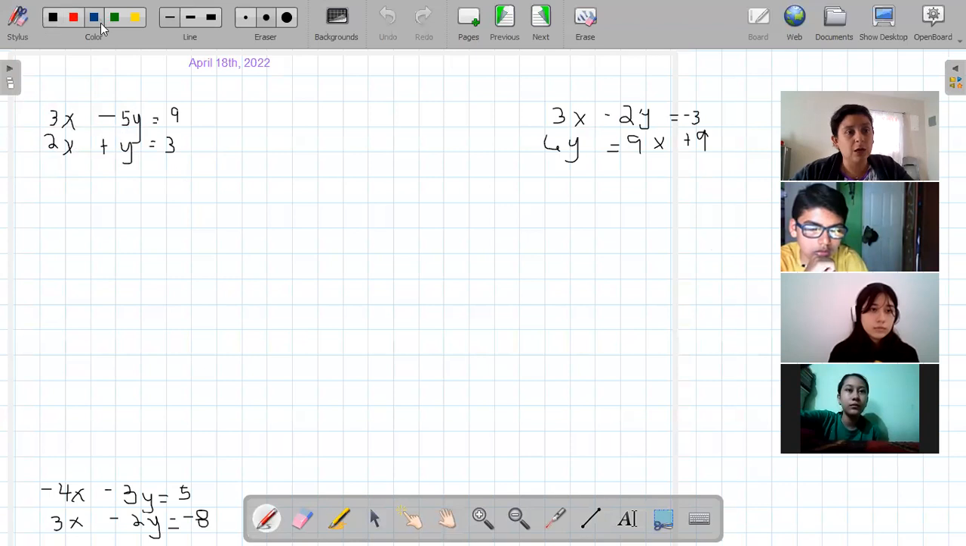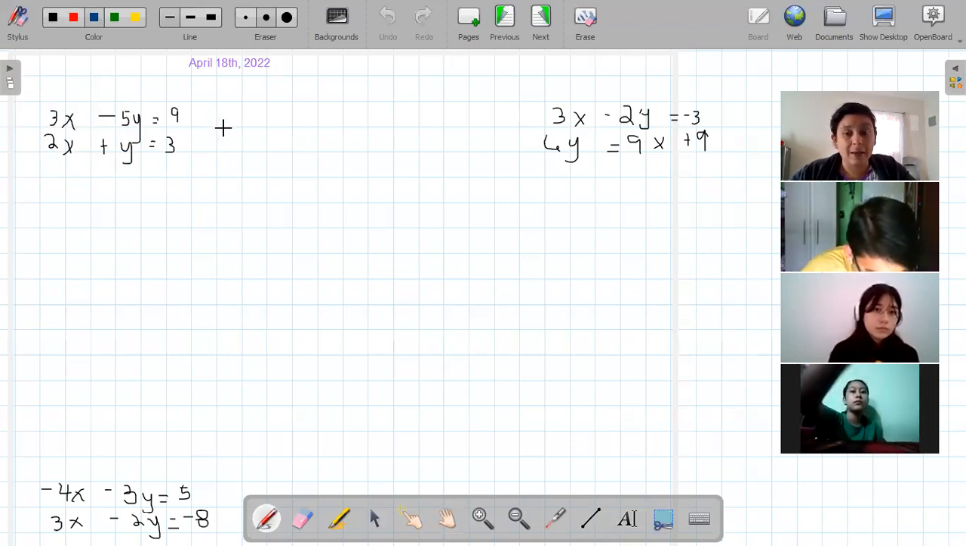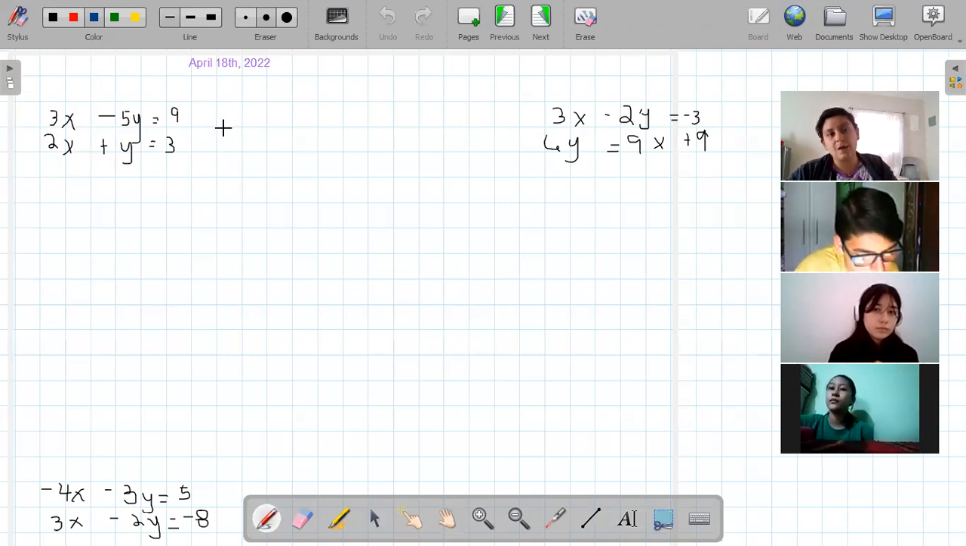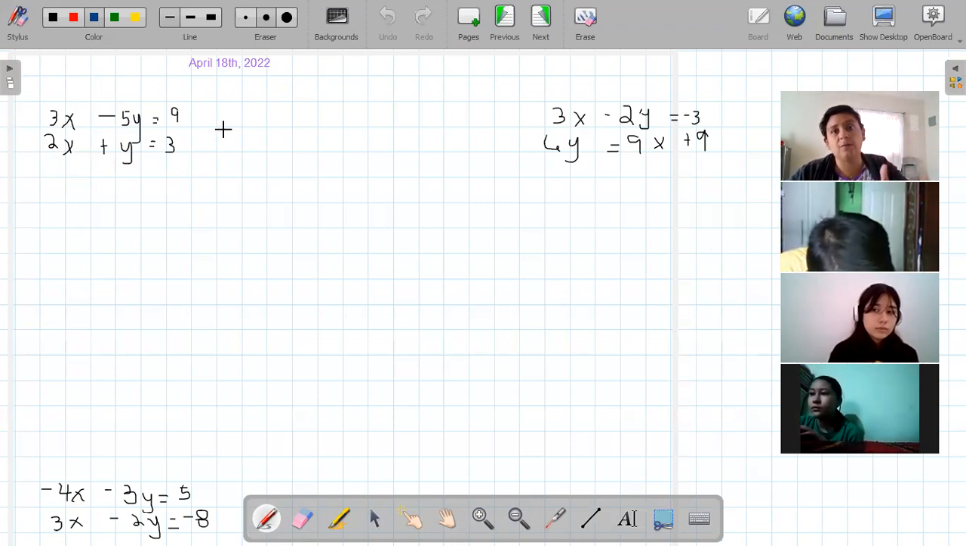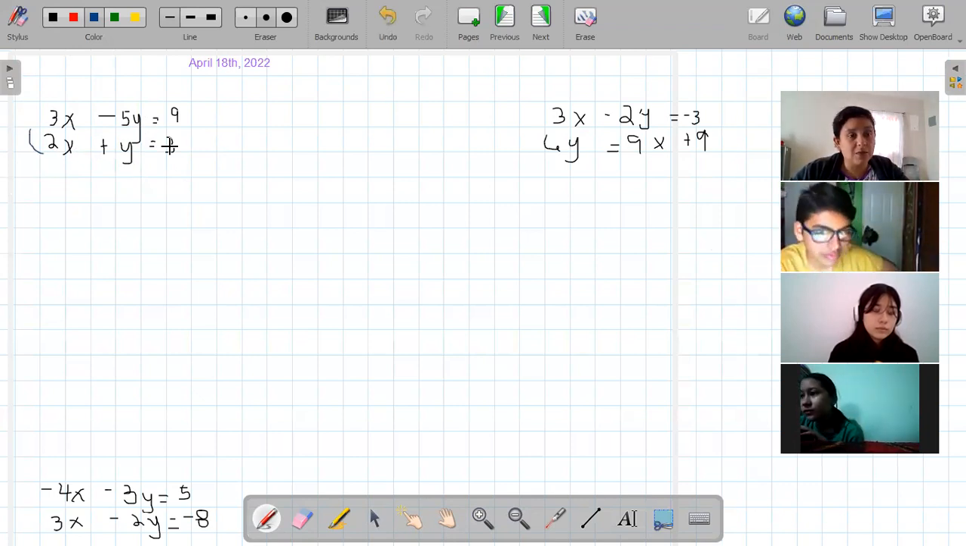What do I have to do? I just need to multiply one of the equations by a number in order for them to have exactly the same number with different signs. Sometimes you're going to multiply both equations by an LCM, by a number, so you can find the LCM. In this case, we got negative 5y and positive y. So I'm going to multiply this second equation by what number in order for them to have the same coefficient but different signs?